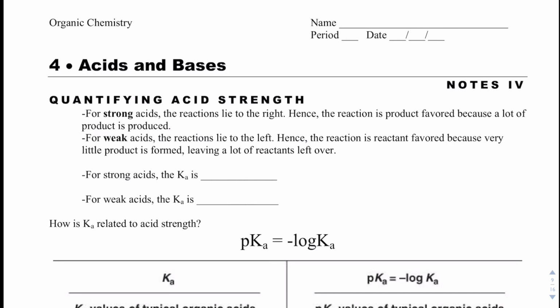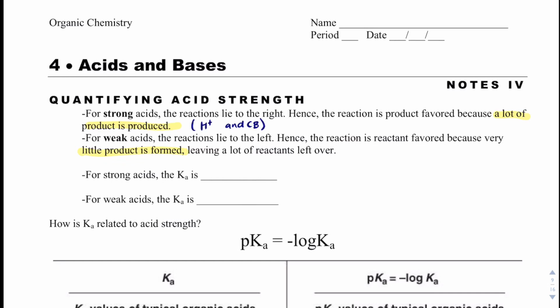For strong acids, the reactions lie far to the right. That means we produce a lot of product. What are the products in an acid-base reaction? Well, for strong acids, we're going to produce H plus and conjugate base, which we can abbreviate CB. Whereas for weak acids, we're going to form very little product.